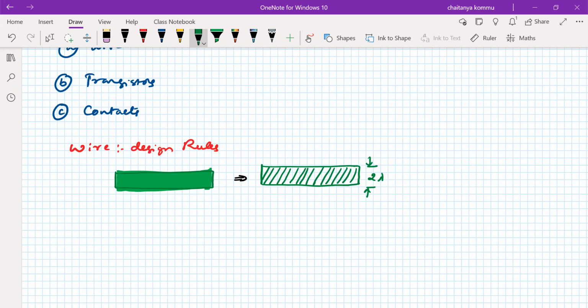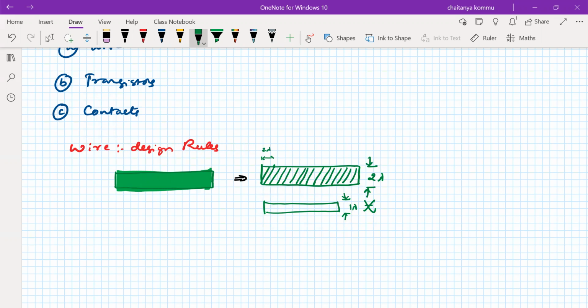For example, if I don't want to use this minimum width and I use something like this, which is 1 lambda, that is a design violation. Certainly, we have to use a minimum of 2 lambda width as well as length. So the length and width must be a minimum of 2 lambda. If it is more than 2 lambda, it doesn't matter. The maximum width and maximum length are not a matter for us.